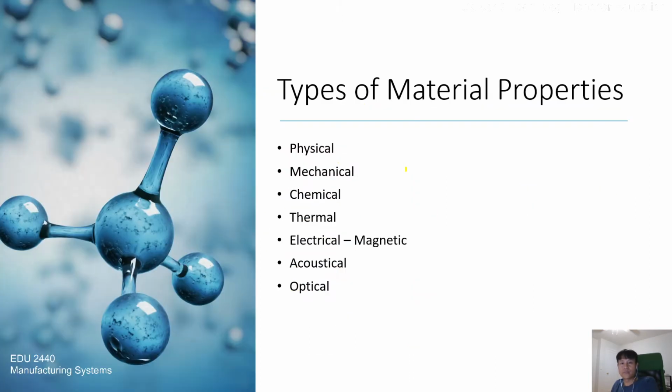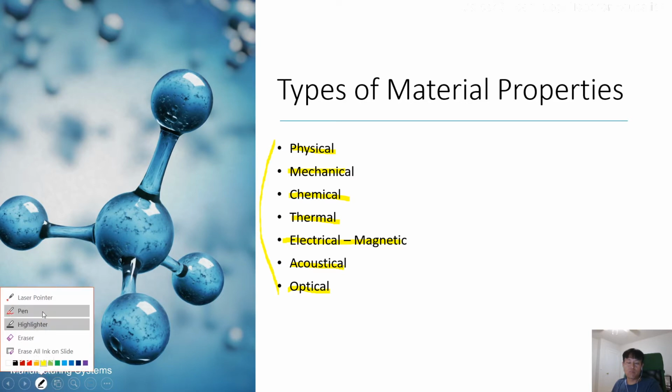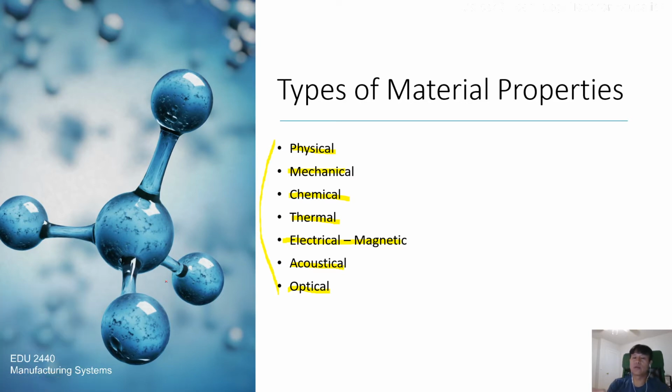All right, so types of material properties. I will present 7 properties: physical, mechanical, chemical, thermal, electronical, magnetic, acoustical, optical. Maybe you need to memorize the 7 properties, so I'm going to explain a memory technique.